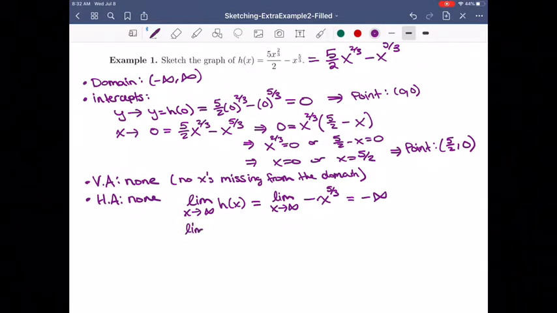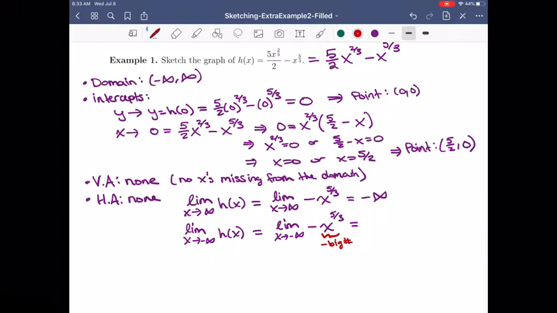And when x goes to negative infinity, this again is equal to the limit of negative x to the 5/3. Now, this part is a negative big number, because when I plug in a really big negative number and I take the cube root of it, I still get a really big negative number. And then I raise that to the power 5, which is also odd, I'm going to get a really big negative number. So I have a negative big number, and with the negative in front, this is actually going to be a positive big number.